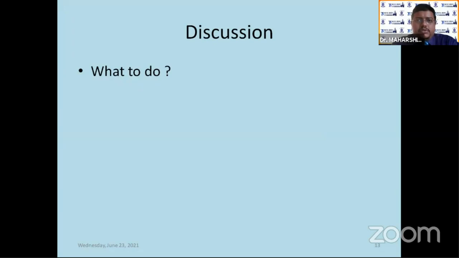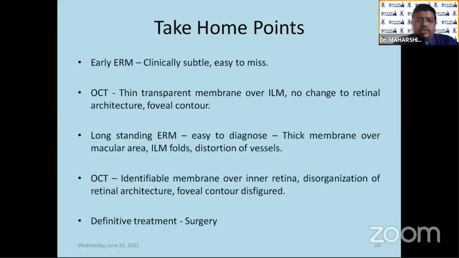Now, a few simple points which I would like to mention here: early ERM is clinically very subtle and very easy to miss on a clinical examination. It may not always present with much symptoms. The OCT usually reveals the transparent membrane over the ILM. There may or may not be any change to the foveal architecture or the foveal contour.